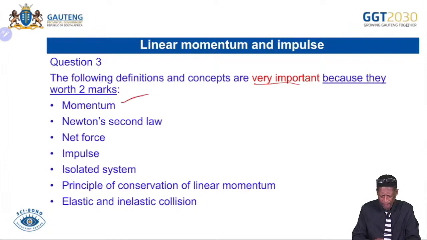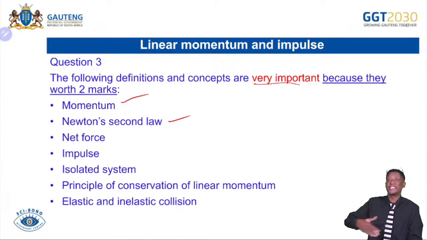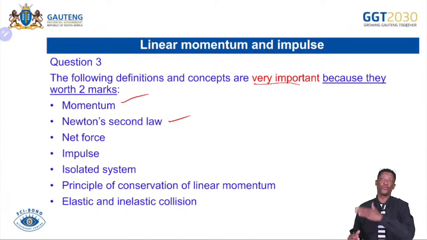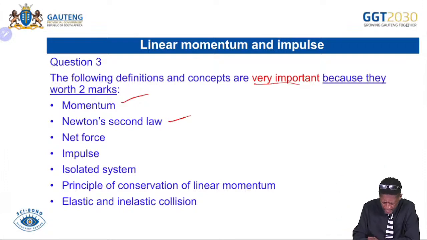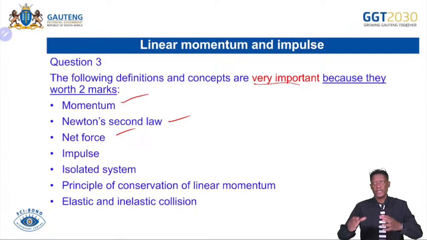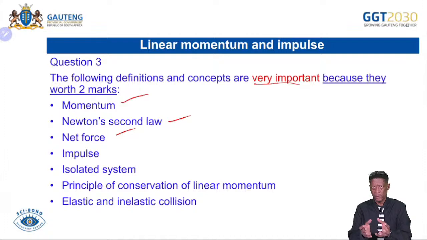Momentum. What is momentum? Newton's second law. This one is Newton's second law in terms of momentum. Remember, we've got Newton's second law and Newton's second law in terms of momentum. Right. Now, we've got net force. What is net force? The sum of all the forces acting on an object. Net means sum.